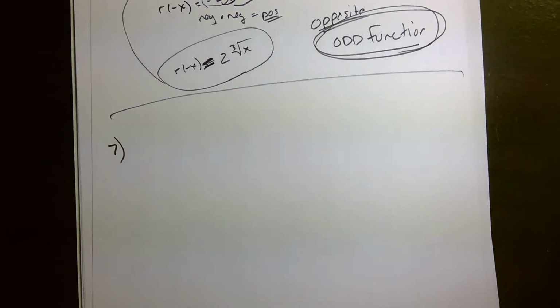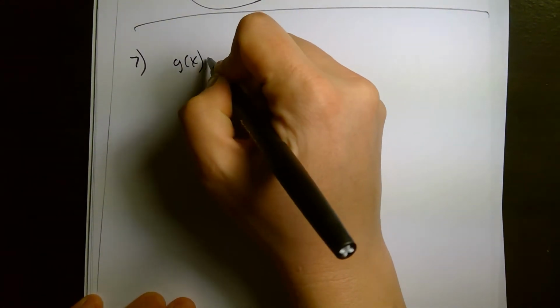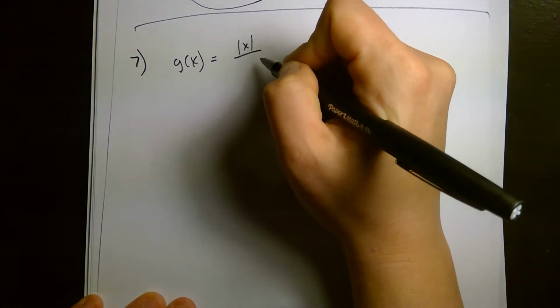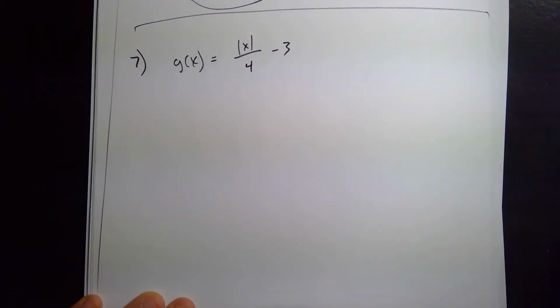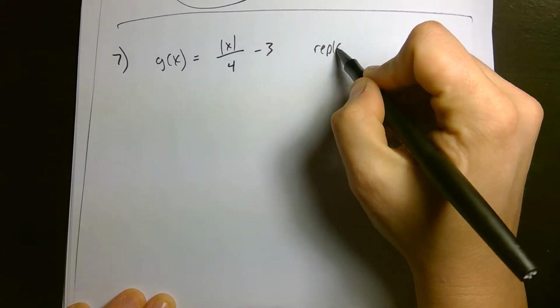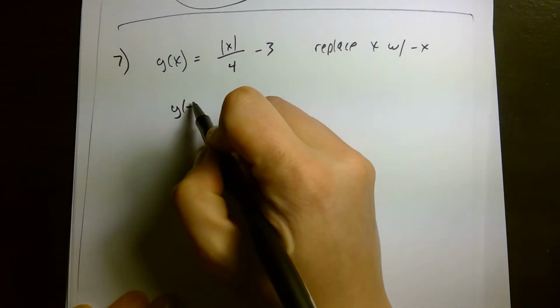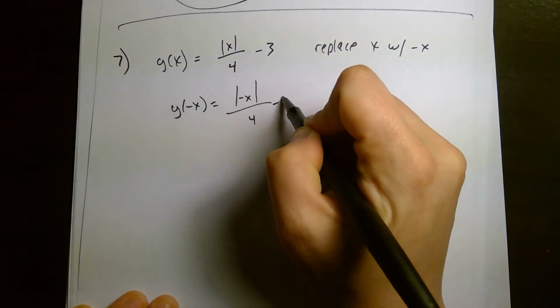All right, let's take a look at another one. So again, I'm asking you, is this even, odd, or neither? And so the function that I have is g of x equals the absolute value of x divided by the number 4 and subtract a 3. And so again, the first thing that I'm going to do, since I'm asking you if it's even, odd, or neither, is replace x with a -x. And so I will do that. I'll have g of -x equals the absolute value of -x over 4 minus 3.